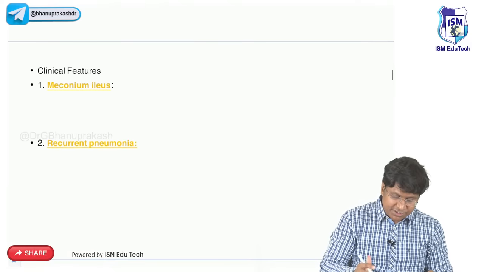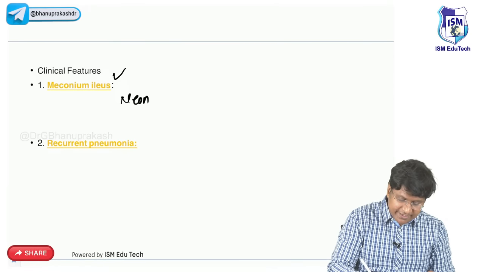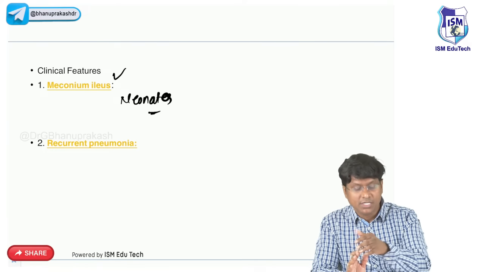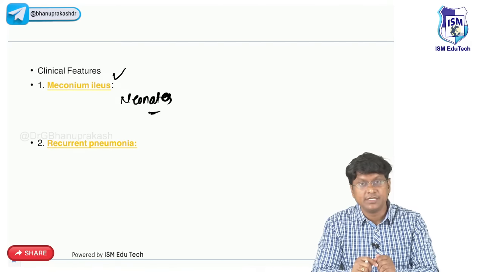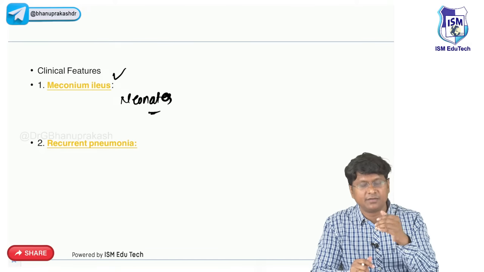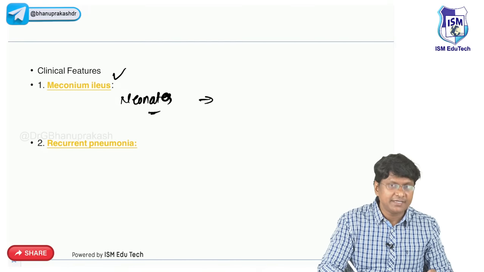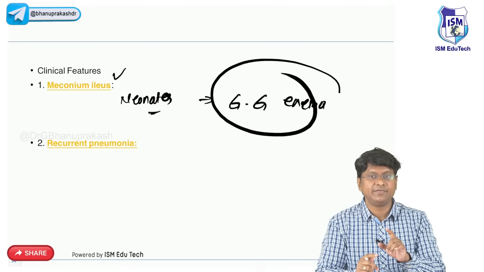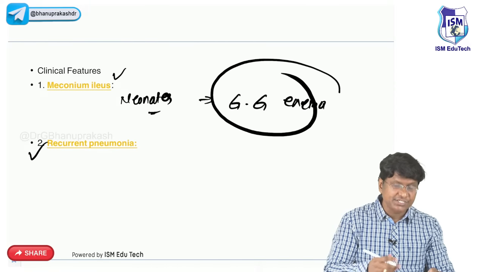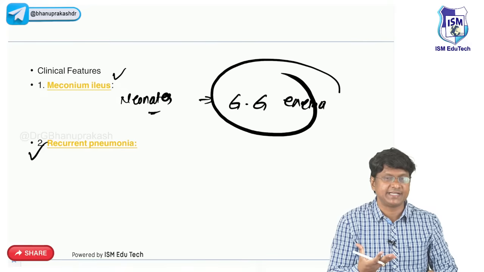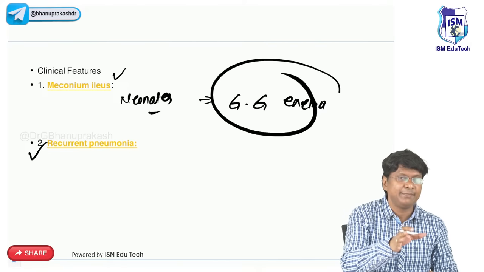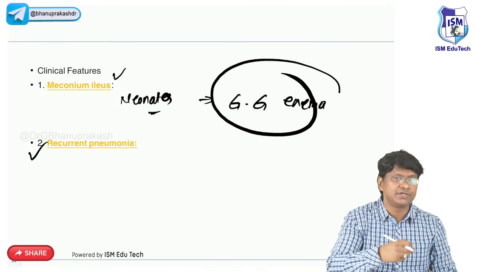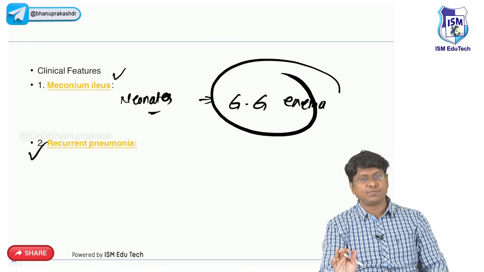Now, what will be the clinical presentation in neonates? In neonates, the presentation will be in the form of meconium ileus, where the meconium is unable to come out of the GIT of the individual. How will you take out that feces? By enema, and that enema will be the gastrographin enema. These patients have very thick mucus secretions, and this makes the individual develop recurrent pneumonia, because the organism gets stuck within the mucus and causes infection.